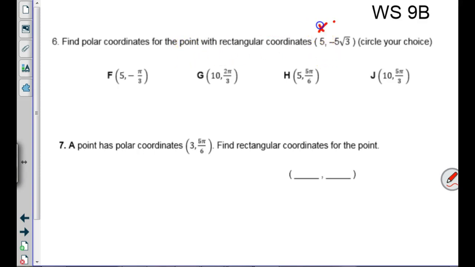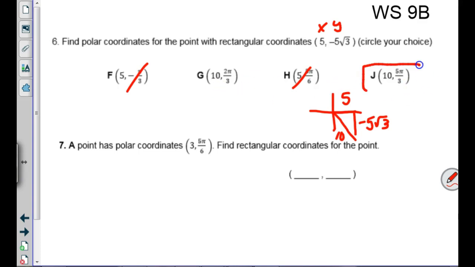If this was an x and a y, it's over 5 and down 5 square roots of 3. That's a 30, 60, 90. If you did Pythagorean theorem, you would get 10. So that limits us to this choice. And 2 pi over 3 is not in the right quadrant. So it would be this one. 5 pi over 3 puts us in the right quadrant. So without too much extra work, you should be able to figure that one out.